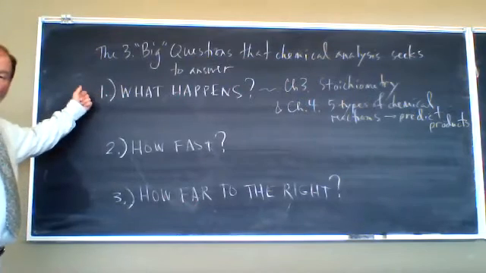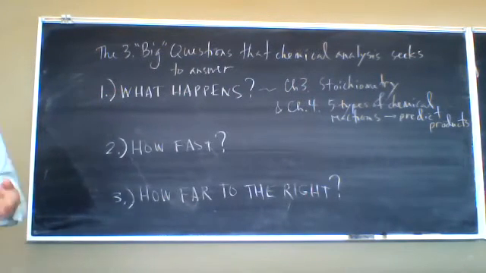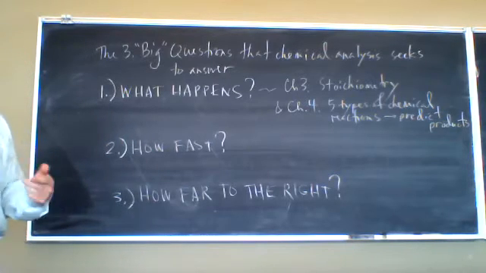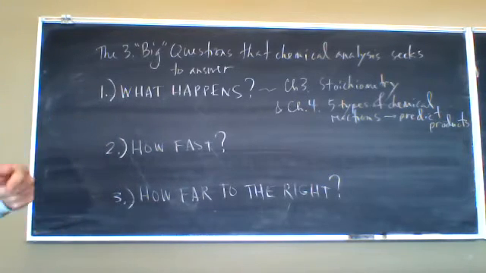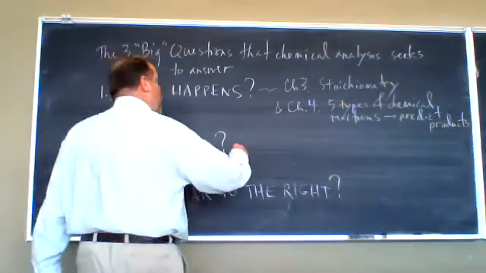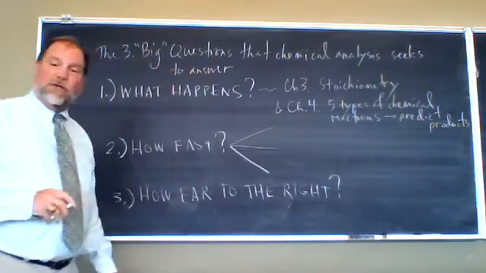So, question number 1, what happens? Stoichiometry, 5 types of chemical reactions. We're actually at 2 more today. Question number 2, how fast? How fast will the conversion go from reactants to products? There are actually 3 answers to this question, and we have to pay attention to each one.